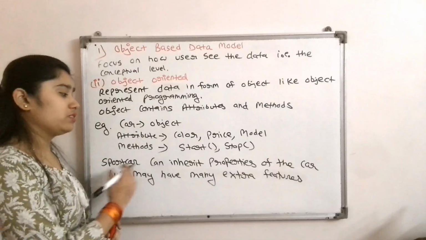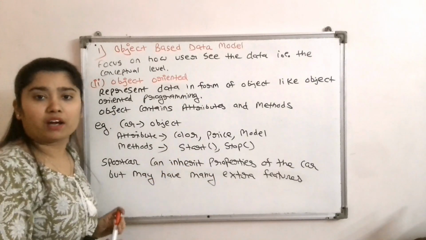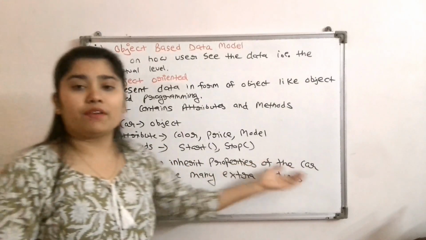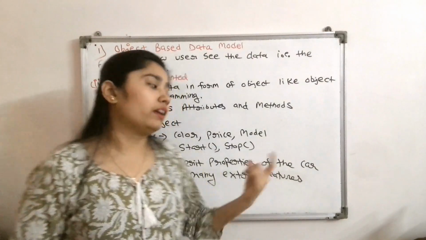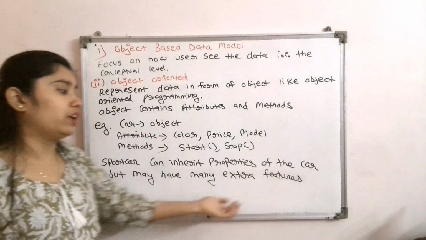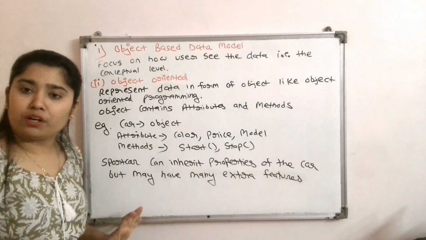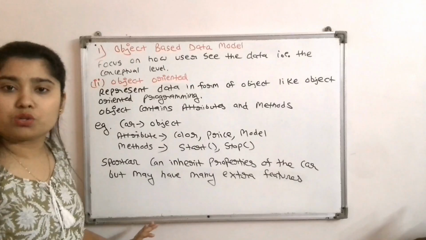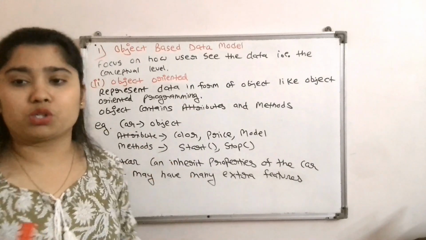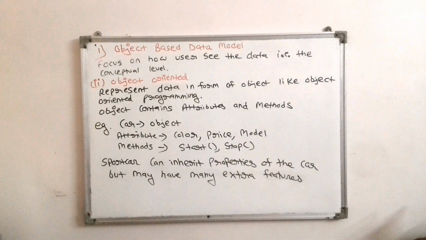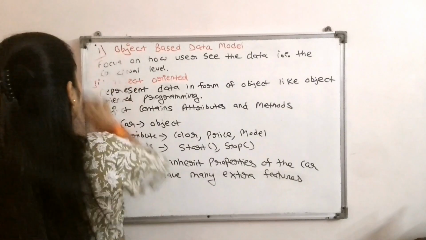So sports car can inherit the properties of the car. Obviously it is a car, so it will have all the properties of the car, and as it is a sports car, it may have extra features. Okay, so this is the example of the object-oriented data model. I hope you are clear with this also. If you want to write it down or take a screenshot of this.